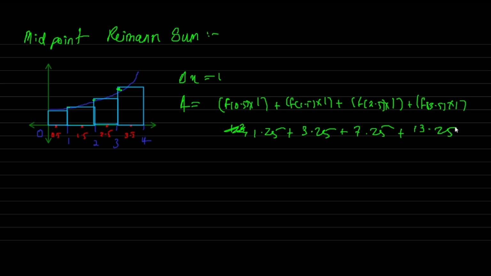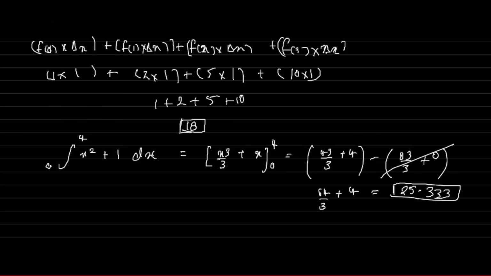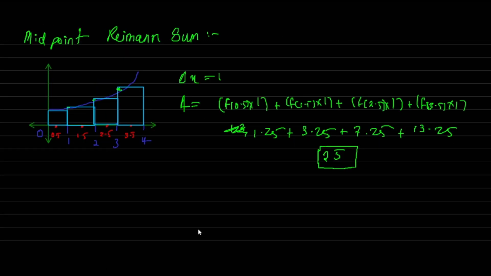So adding all of these values, what I will get is 25. Notice that the actual value of the definite integral was 25.33, and the midpoint Riemann sum gave us a value that is only off by 0.333, and so on and so forth.